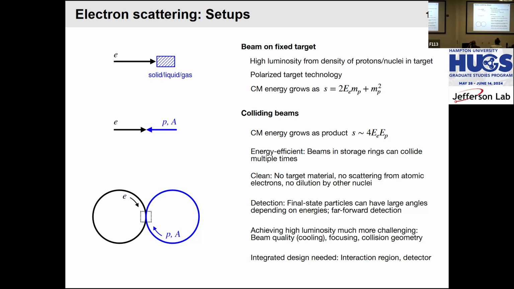it requires beam quality. So the phase space occupied in position and momentum by the beams needs to be small. This requires a technique called cooling. It also requires some particular focusing of the beams. It requires some adjustments for the collision geometry or so. So there's a whole level of ingenuity required in getting high luminosity in a colliding beam experiment.